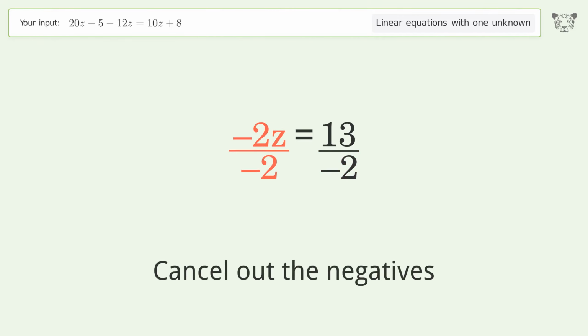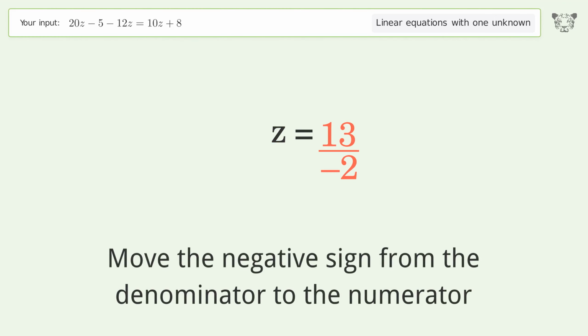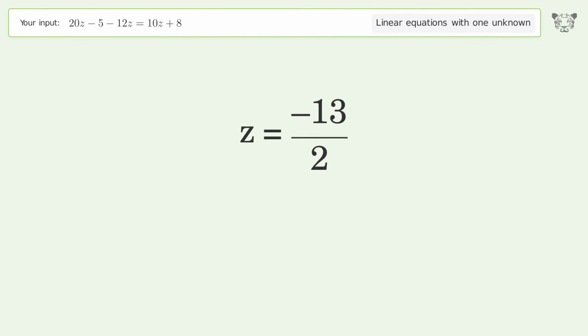Cancel out the negatives. Simplify the fraction. Move the negative sign from the denominator to the numerator. And so the final result is z equals -13/2.